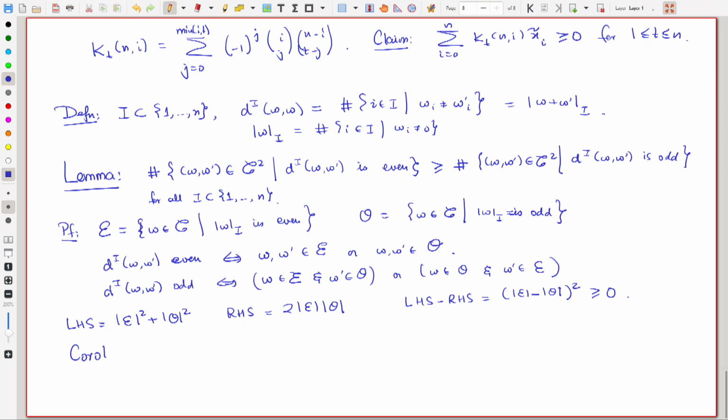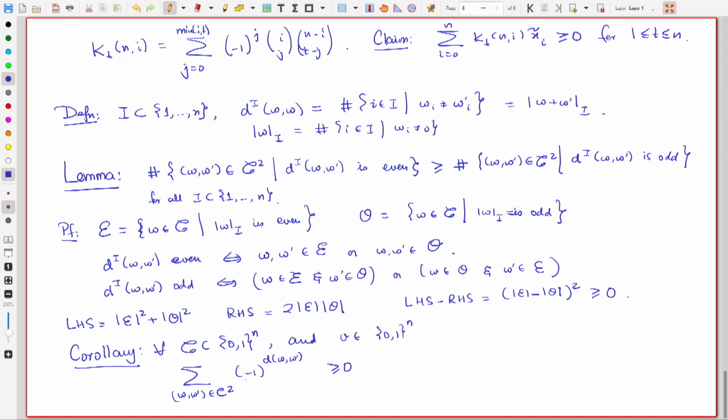I claim a corollary here is that for every code C, so these are unconditional for any code without saying anything about the distance, and any vector or any signal v in {0,1}^n, we have the sum over w, w' belongs to C squared of minus 1 raised to d(w, w'). Now, this will be greater than or equal to 0 according to this lemma, because the plus ones will come from the distance being even and the minus ones will come from the distance being odd.